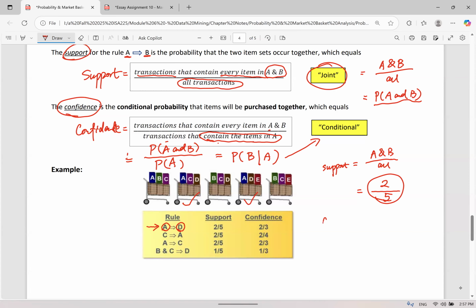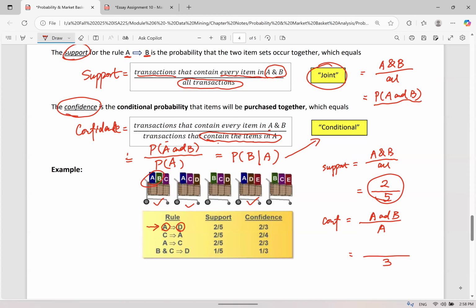All right, so now what about the confidence? The confidence is A and B divided by the total transactions containing A. Try it. How many transactions contain A? That means I don't care about others. I just count how many transactions contain A, where the customer has already bought A. So there are 3 transactions that contain A. Then how many of them also contain B? How many of them contain both A and B?